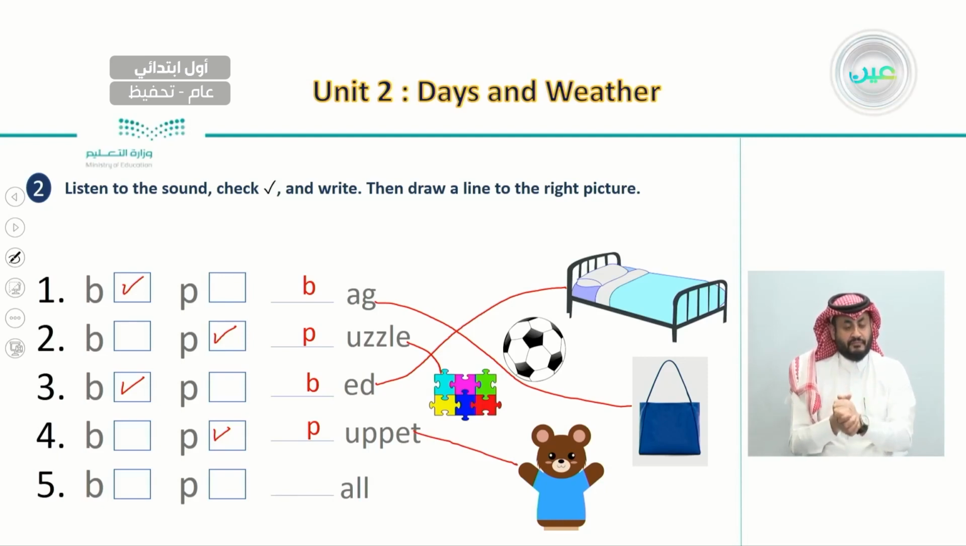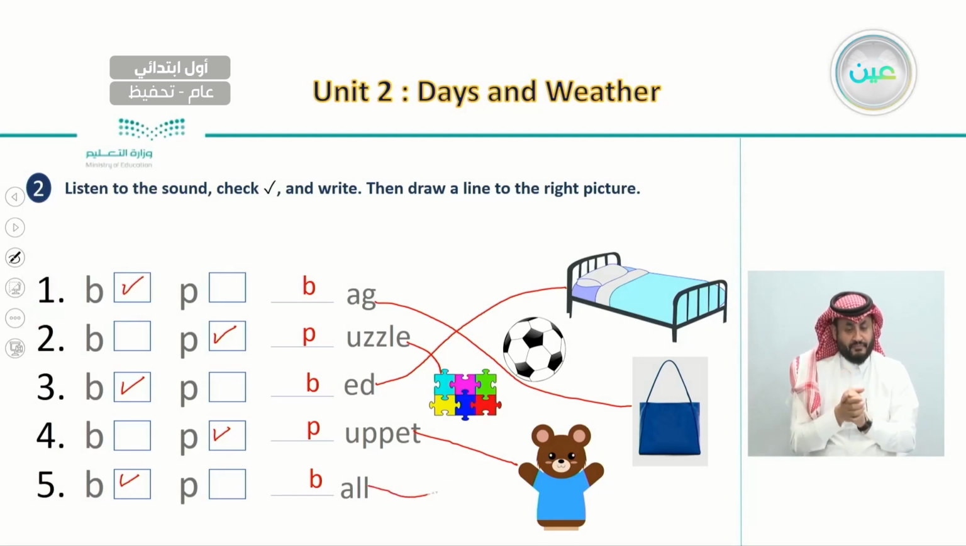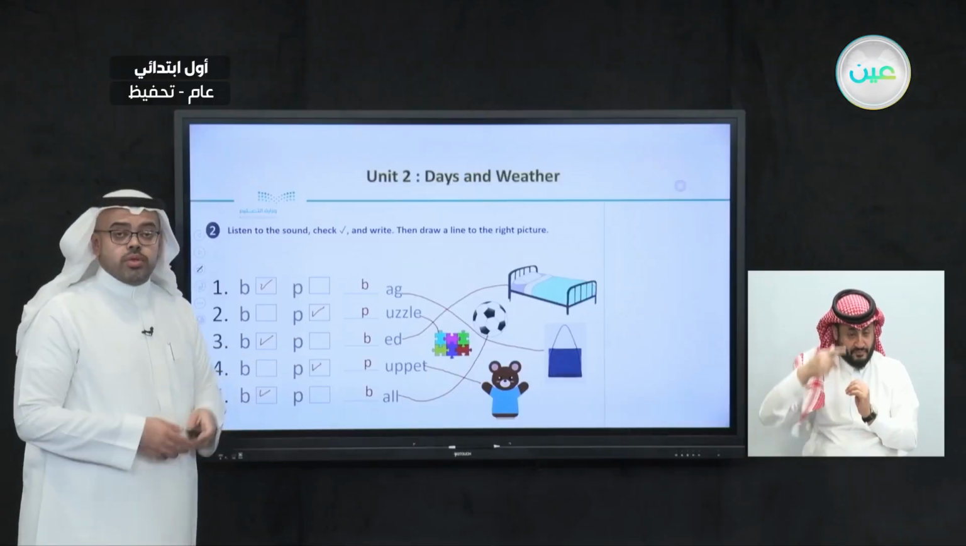This will leave us with the last word, which is ball. Ball. And ball starts with letter B. And here we write down the letter and we match the word to the picture as we can see here. So here you go. These are the words that start with either B or P.